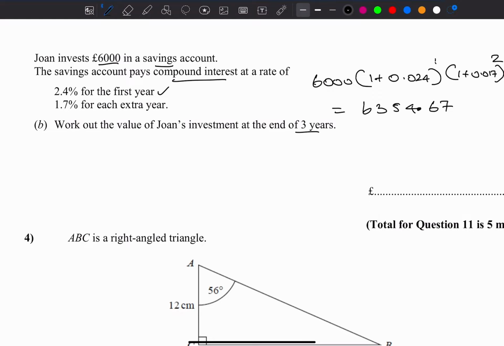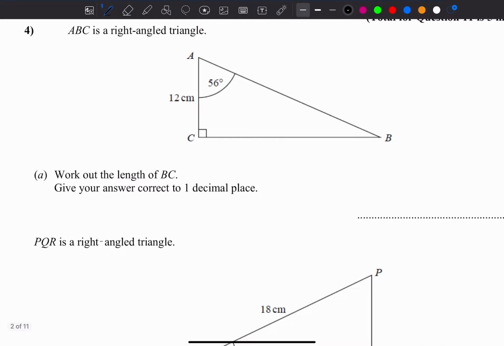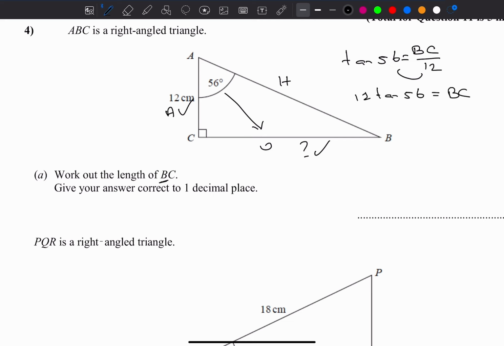Next one, trigonometry: hypotenuse, opposite, adjacent. What do they want? BC. Put a question mark on that. So I have A and I just want that. O and A, tan. Tan 56 equals, tan is what? Opposite over adjacent. Opposite is BC over adjacent is 12. Just multiply it. BC is 12 tan 56. 1 decimal place, 17.8.